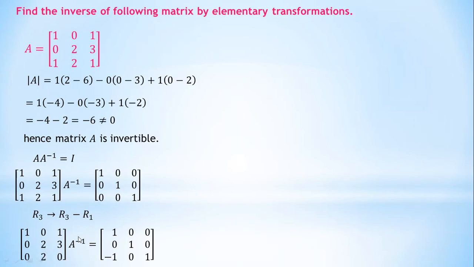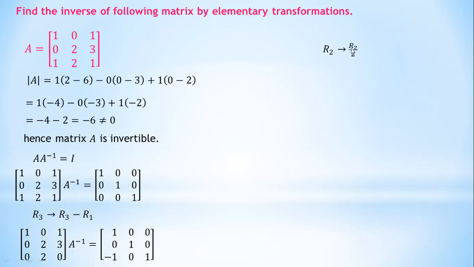So if you want to change row number 2, then this transformation is proper: just divide the second row by 2, and then you will get 1 here. Otherwise we can use row number 1 or row number 3, just like here we used row number 1 to get 0, but it is not possible in this case.